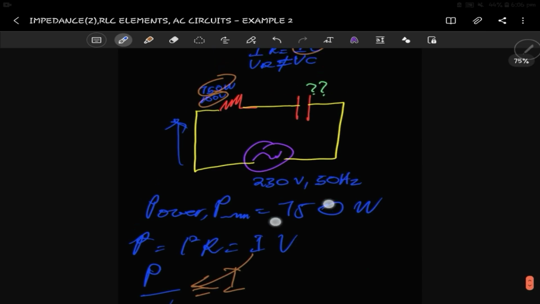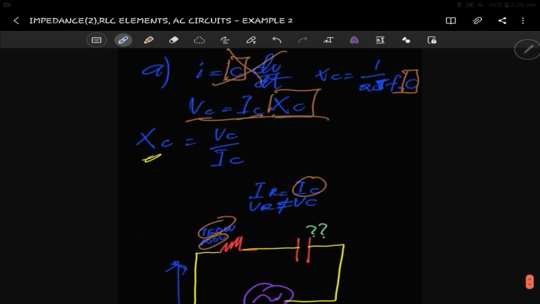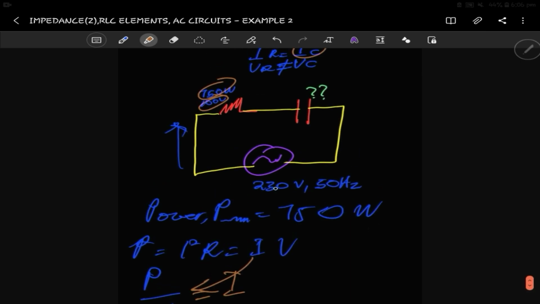What are we trying to do? We said we are trying to find XC. We found IC. Now what do we need? We need VC. So what do we do? This is the voltage source. The voltage is coming, and when it passes through this resistor here, there'll be a voltage drop, isn't it? There'll be a voltage drop.